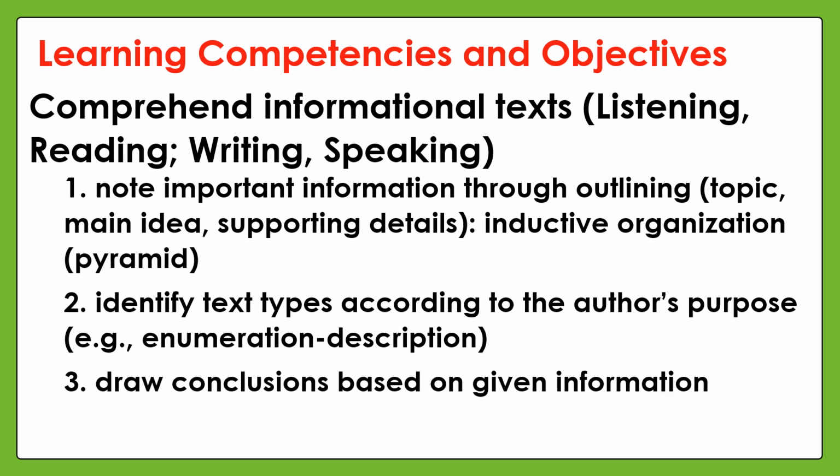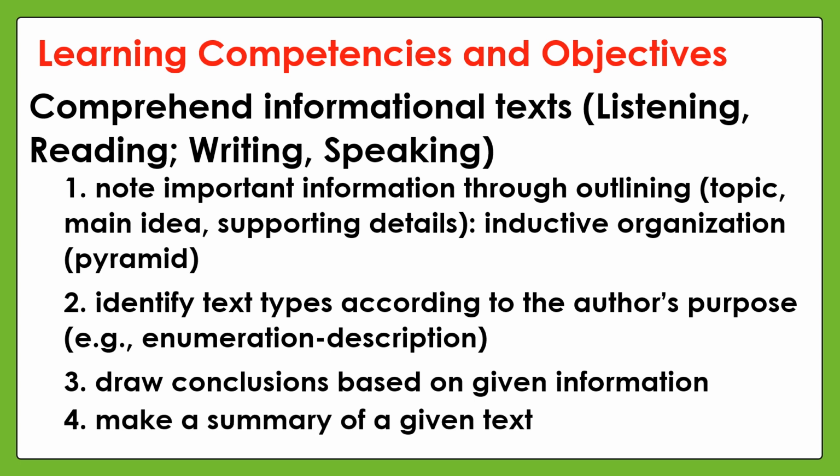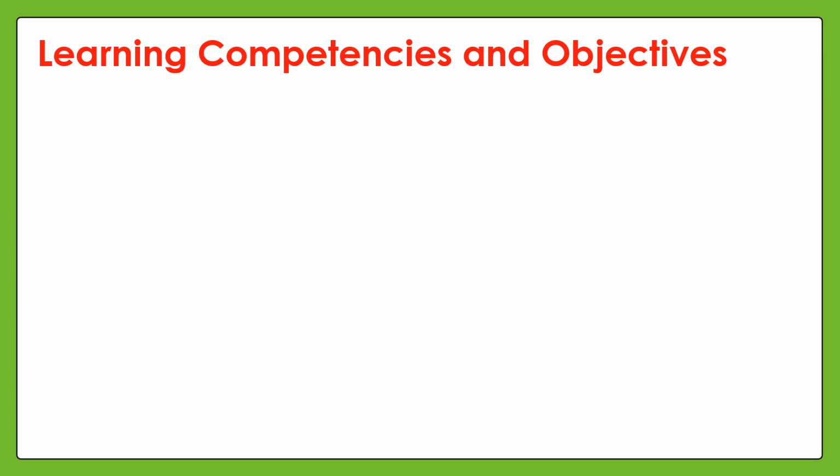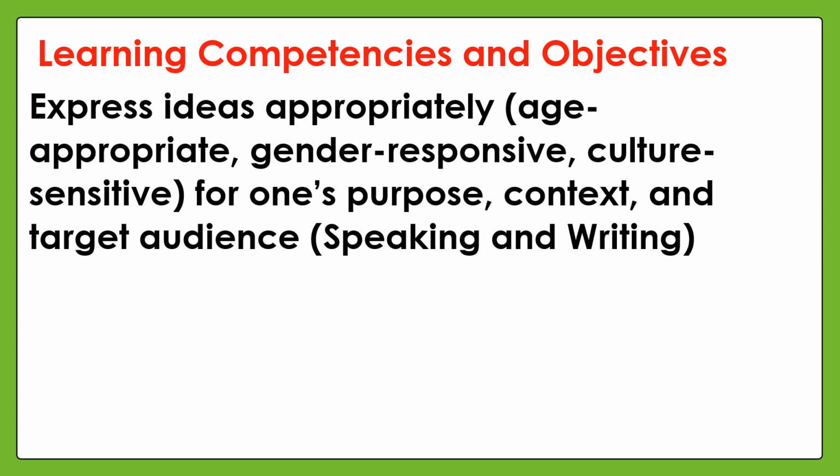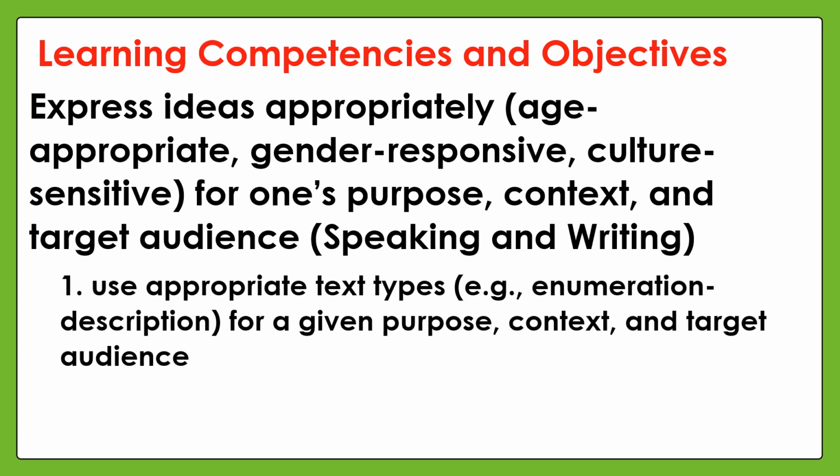Number 3, draw conclusions based on given information. And number 4, make a summary of a given text. Next, express ideas appropriately, age-appropriate, gender-responsive, and culture-sensitive for one's purpose, context, and target audience through speaking and writing. Number 1, use appropriate text types, example, enumeration, description for a given purpose, context, and target audience.